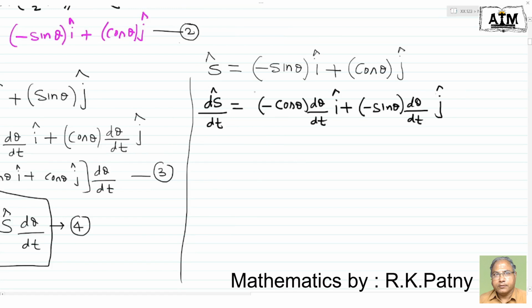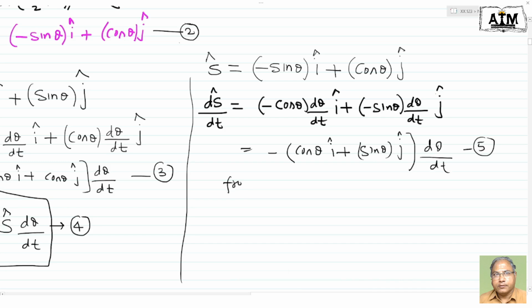In a similar way, differentiating s cap with respect to t, we get this result. After differentiating, taking d theta by dt common as well as minus common, we get minus, taken common, cos theta i cap plus sin theta j cap, and d theta by dt taken common. Call it equation number 5.